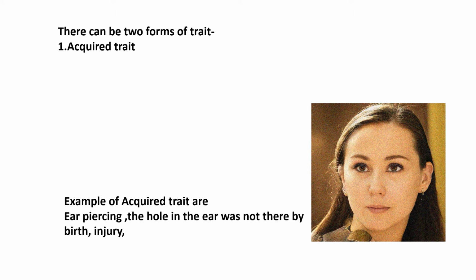Similarly, if you are playing a sport, you fall down, you get injured. That injury is an acquired trait. So acquired trait is nothing but the characteristic obtained by the organism in their lifetime. Here genes have no role to play. It is not inherited by the offspring from their parents through genes.